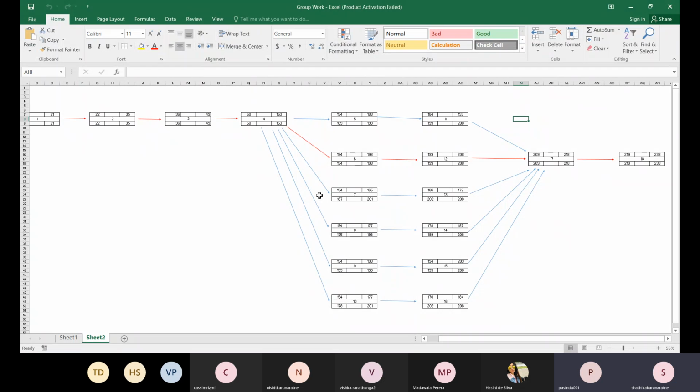Just give me a minute. So your critical path is 1, 2, 3, 4, 6, 12, 17, and 18. Yes. Okay. Can you go to sheet 1 just to understand the tasks?